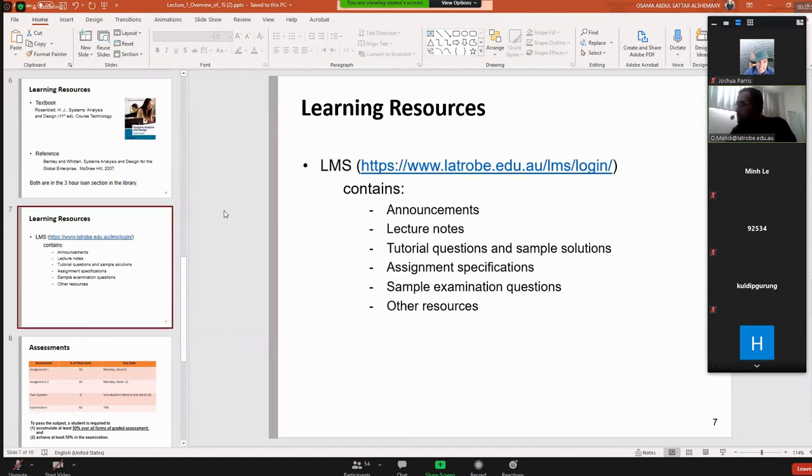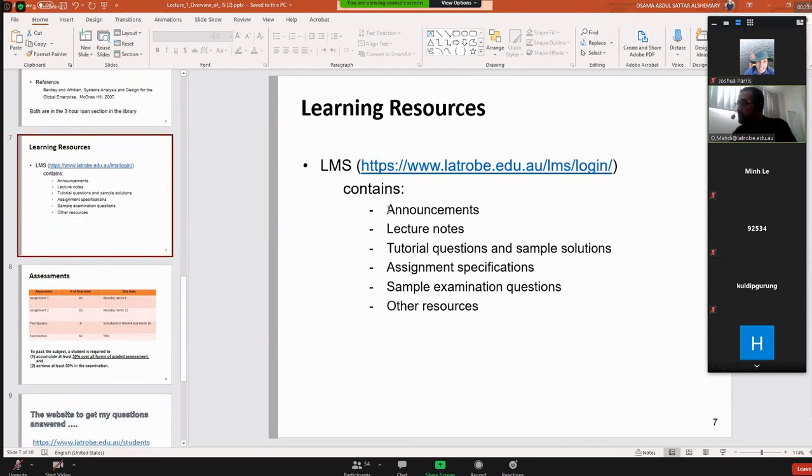Learning resources, all the announcements, the lecture notes, the tutorial questions, the lab notes, the assignments, and the grades will be available on LMS, which is the homepage of Information Systems. So please access them. Lecture notes, lab notes, assignments, everything will be on LMS.